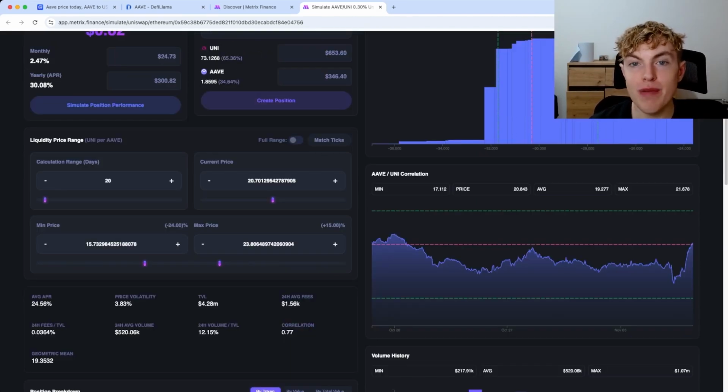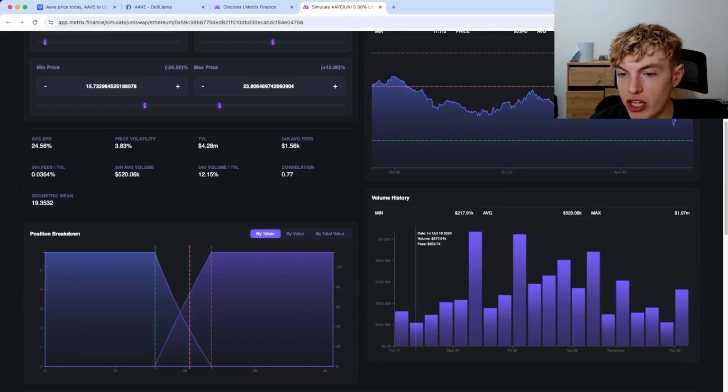A cool feature of Metrix Pro is you can take a look at the correlation of these assets. So this is 77% correlated, and typically I would preferably want to invest in pools that have higher correlation. So this is a green flag. And looking at the volume history, we can see it goes anywhere from like 200k in a day all the way up to 1 million, and then on the 5th of November, 2 days ago, it was 500k.